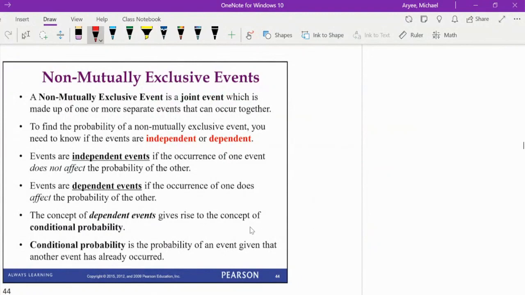Okay. So just like I said, in a non-mutually exclusive situation, the events may be independent or the events may be dependent. And I've also explained that if they are independent, then the occurrence of one event does not affect the probability or the chances of the other event occurring. If they are dependent, then the occurrence of one event affects the probability of the other event occurring.